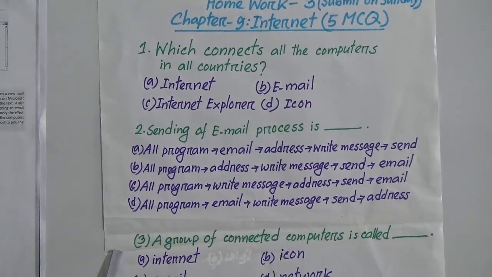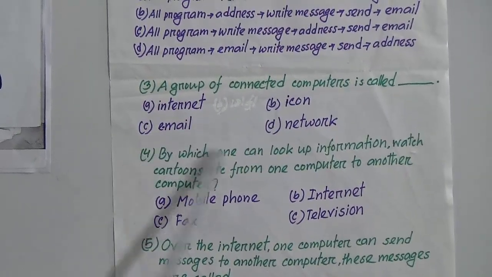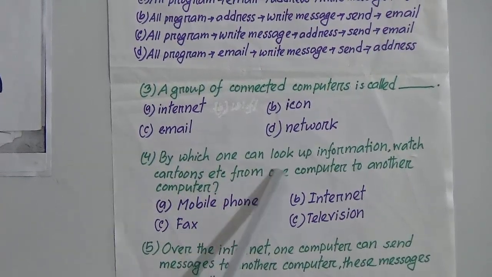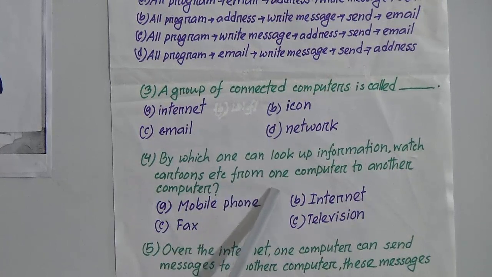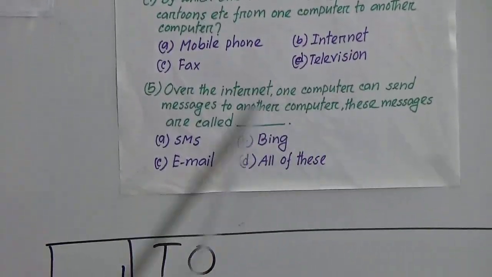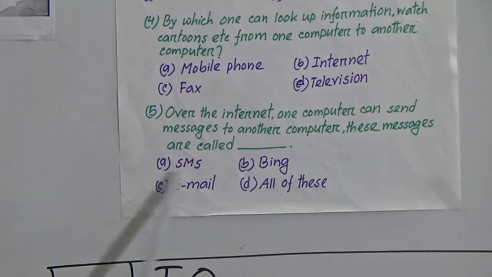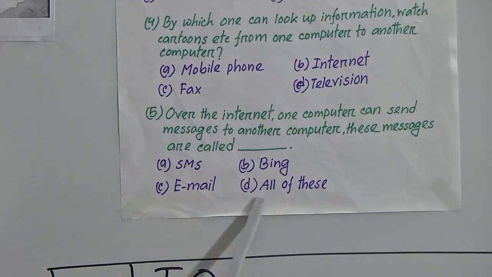Number 3, a group of connected computers is called internet, ICOM, email, network. Number 4, by which one can look up information, watch cartoons, etc. from one computer to another computer. A, mobile phone, B, internet, C, fax, and D. Please do the correction: C and D will be television. Number 5, last one. Over the internet, one computer can send messages to another computer. What are these messages called? SMS, Bing, email, all of this.